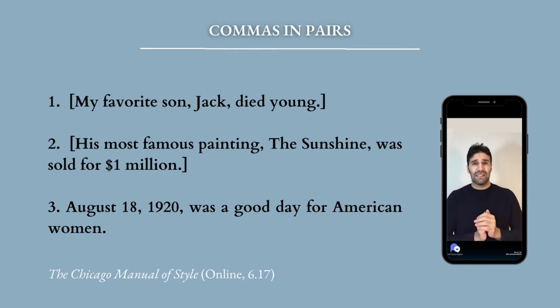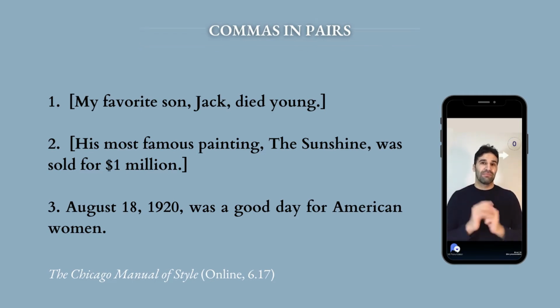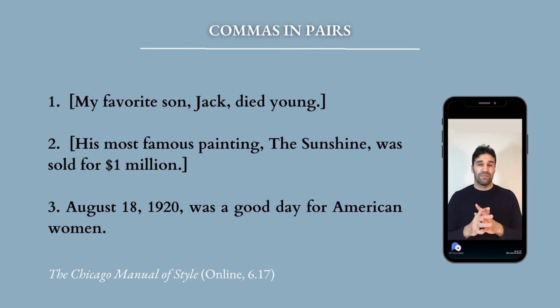Now, the rule is saying this. Whenever you separate a word or a phrase from the previous part, if the sentence does not end there, that is, after Jack here, and the sentence continues, put another comma after that part, after Jack in this case. So the sentence goes like, my favorite son, comma, who's my favorite son? Jack. Then put another comma, died young.